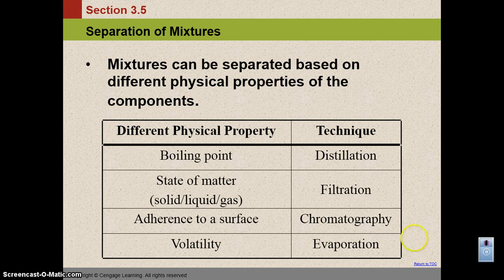So we can look at differences in boiling points, and we can use a technique called distillation. We can look at the differences in the state of matter, solids, liquid, and gases, and we can use filtration. You know how to do filtration already. If you've ever strained spaghetti through a strainer and you've separated the solid spaghetti from the liquid water, that's filtration. Adherence to a surface, which is called chromatography, and we'll discuss that a little bit, and volatility, which is evaporation.